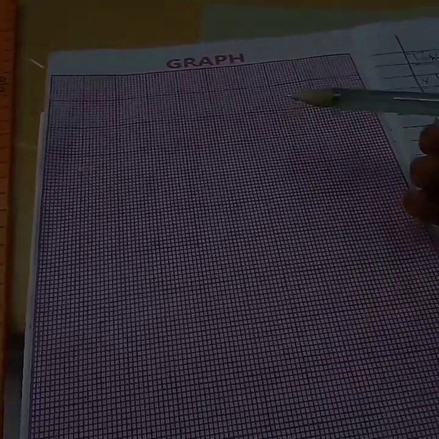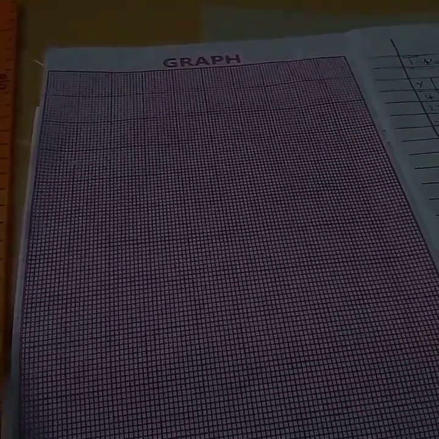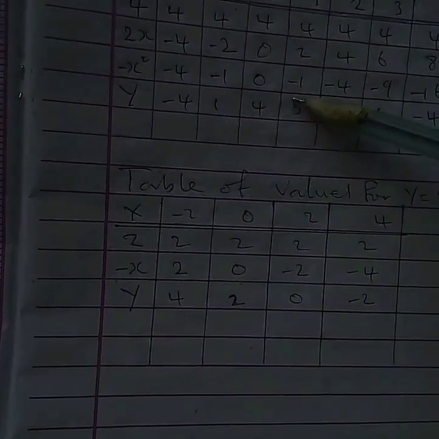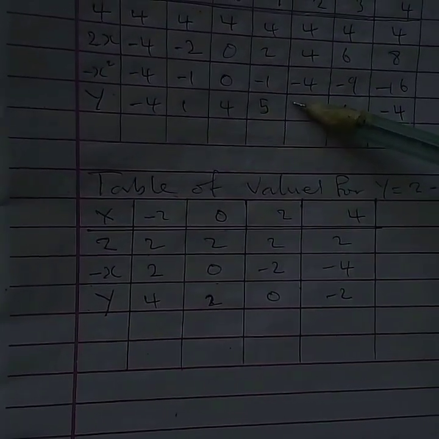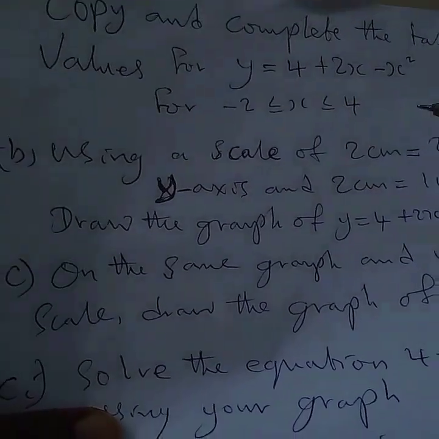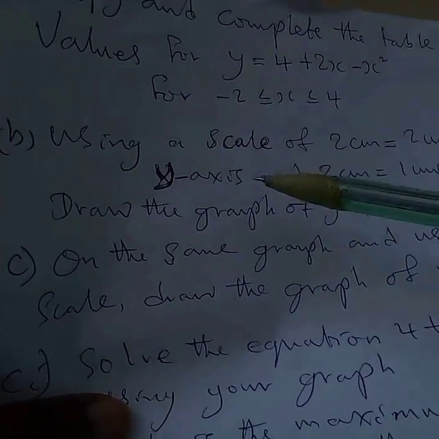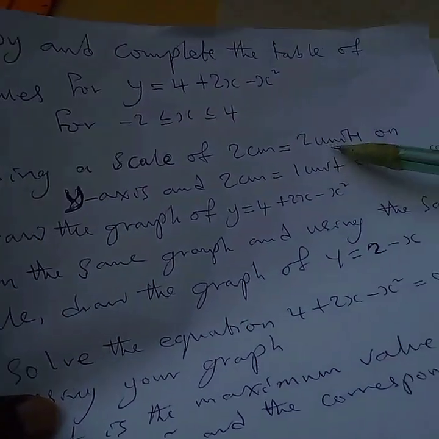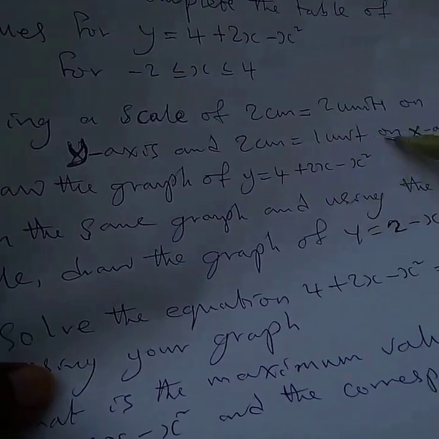Okay. So let's go. So in order to graduate this graph, the first thing I do is I try to look at the maximum value on this table of values. The maximum value here is 5, and the minimum is minus 4. And they also give us a scale. They gave us a scale to use in this question. They say we should use, on the y-axis, 2 cm for every 2 units, and 2 cm for 1 unit on the x-axis.